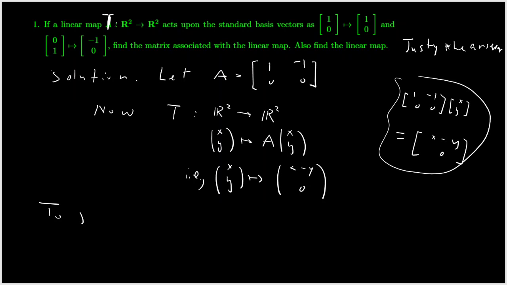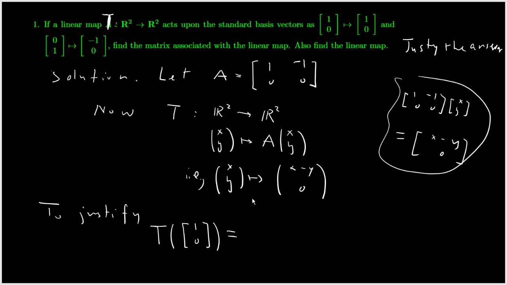To justify, we compute the output for the input of 1 0, the standard basis vector. This time I'm going to use another notation I told you about last time. This notation is for the output for the input of 1 0. So we compute that first.